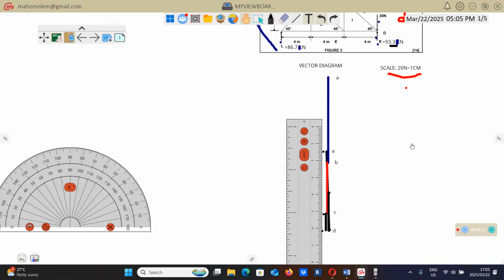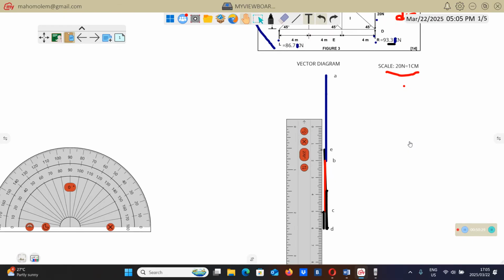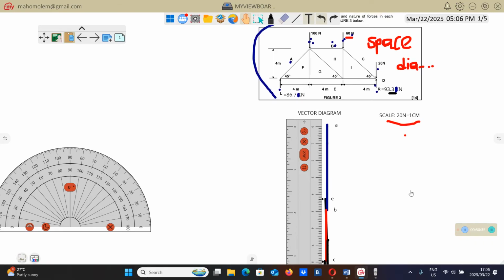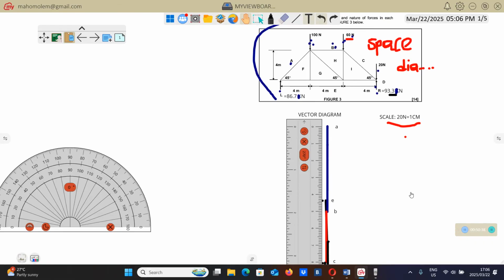So the line that I'm going to draw now is going to represent this reaction, and that line is going to be between space E and A. So therefore this vertical line that I'm going to draw now, we're going to call it EA, because this 86 is between E and A. But as you can see here, actually that line is already there.